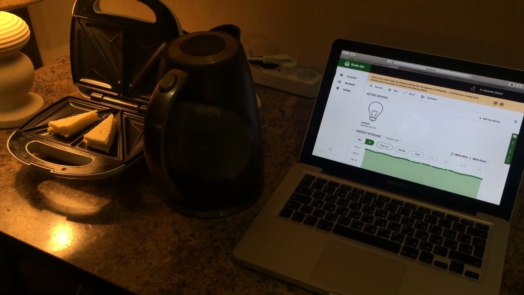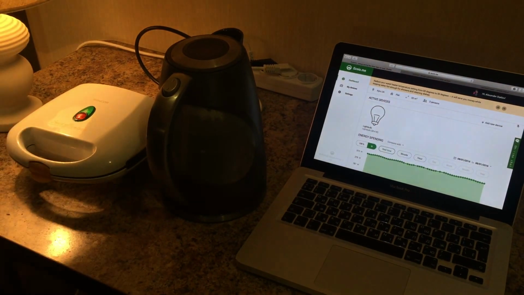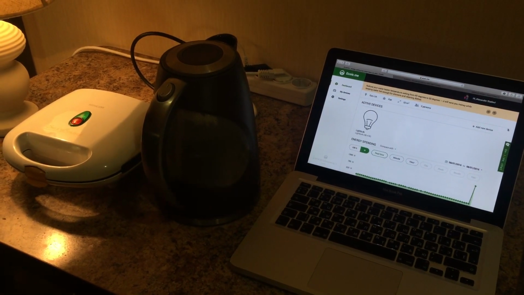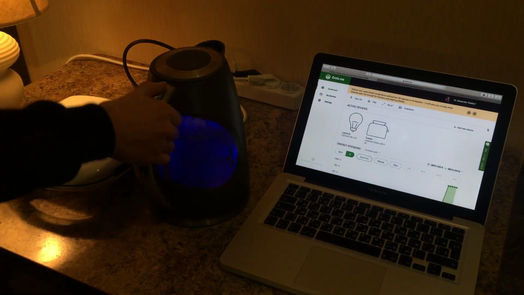Let's turn on some home appliances. I'm starting to make sandwiches. And let's make a cup of tea to drink with the sandwiches.